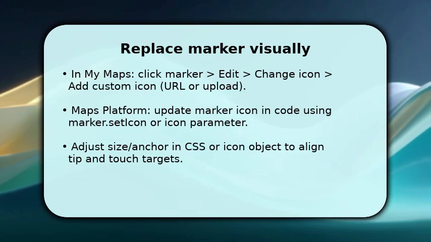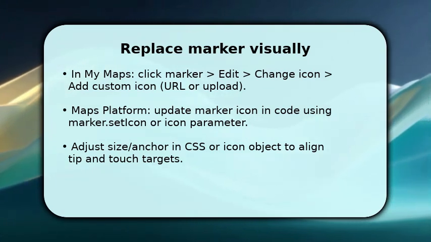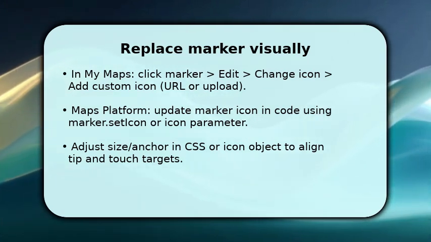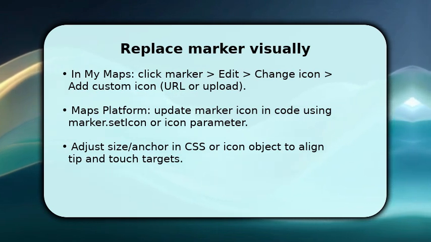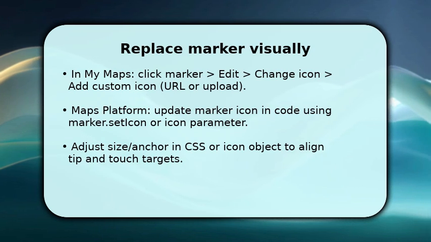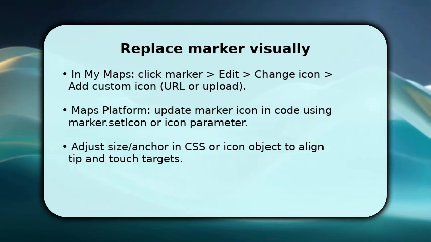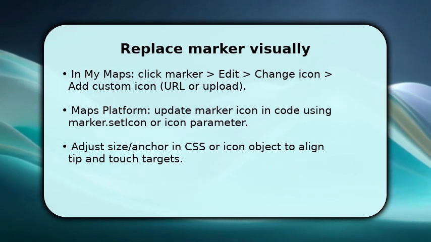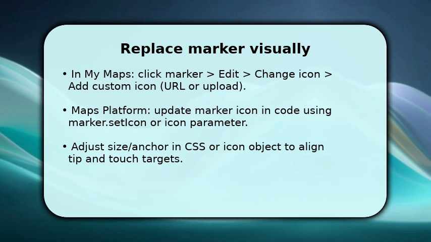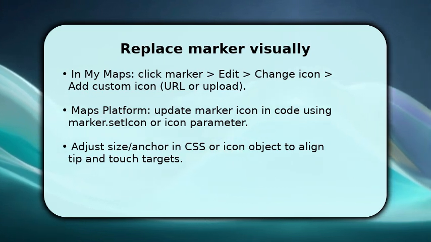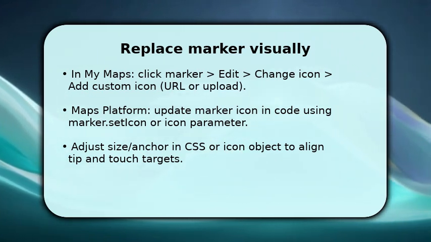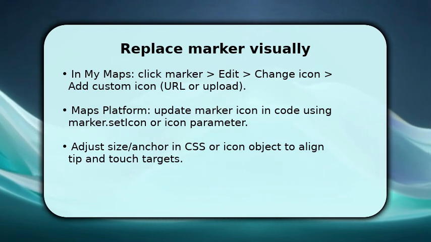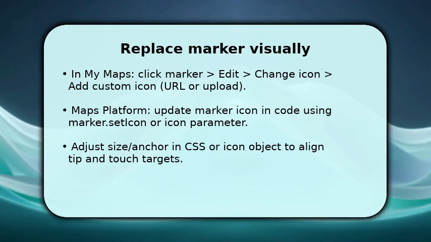Now change the marker itself. In My Maps, click the marker, hit Edit, choose Change Icon, then add Custom Icon and paste the URL or upload your file. If you use the Maps JavaScript API, update the marker with marker.setIcon URL, size new google.maps.Size(X, Y), anchor new google.maps.Point(X, Y). Make sure to test anchor and size so the pointer tip aligns with the geographic point.